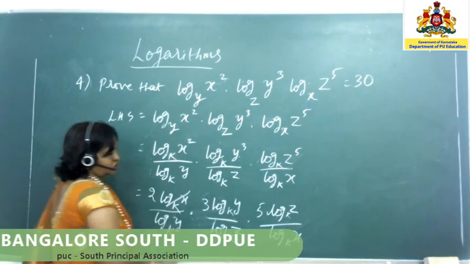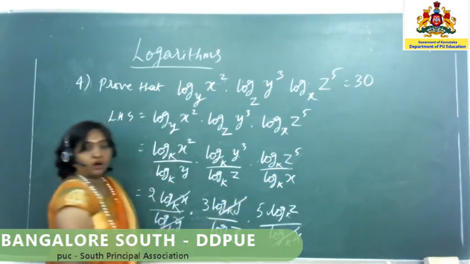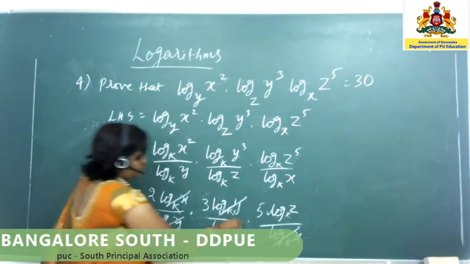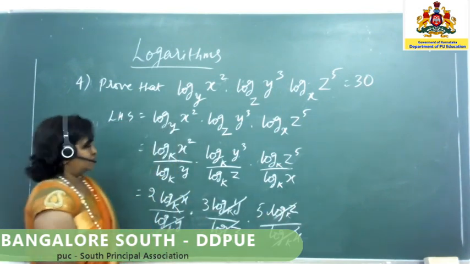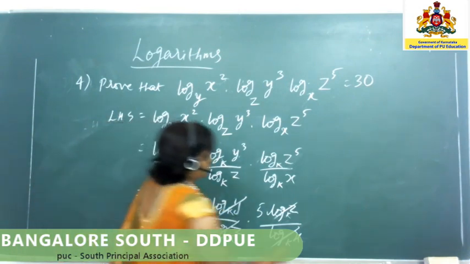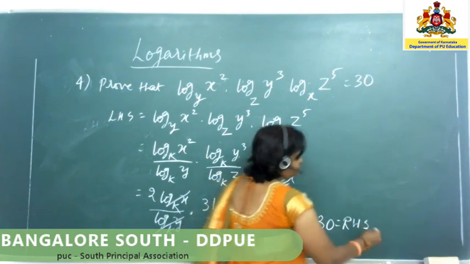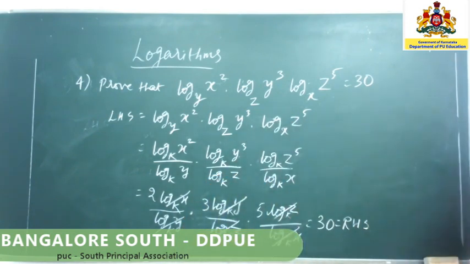So log x will get cancelled. Log y will get cancelled. Log z and log z will get cancelled. So 2 into 3, 6. 6 into 5, 30. So that is equal to 30. That is equal to RHS. Make a note.